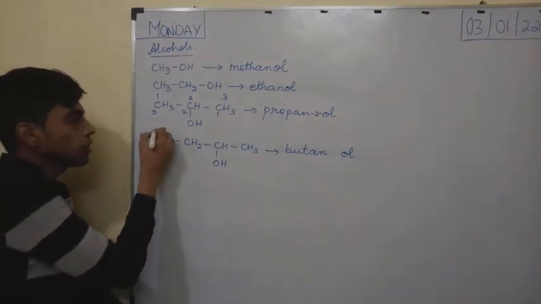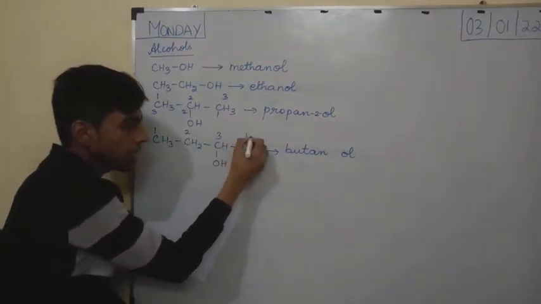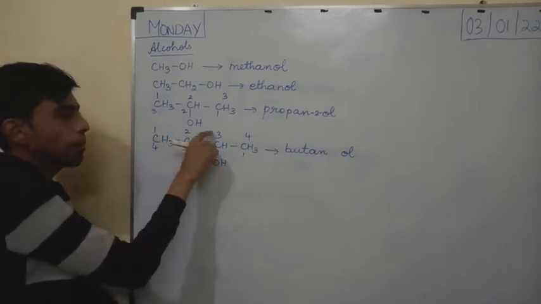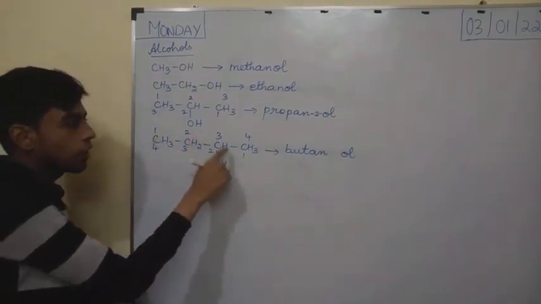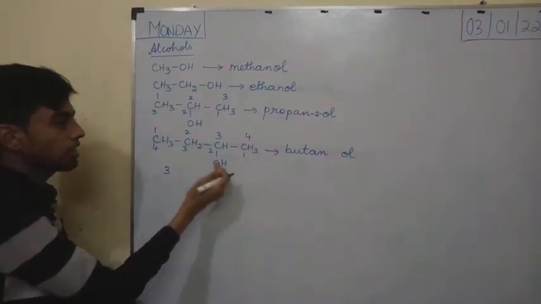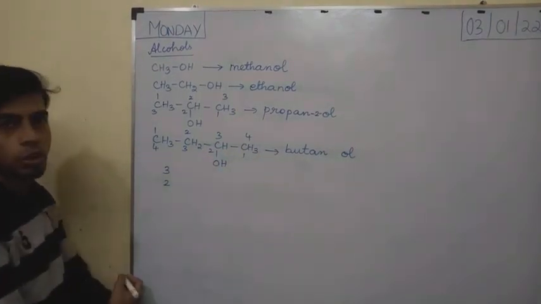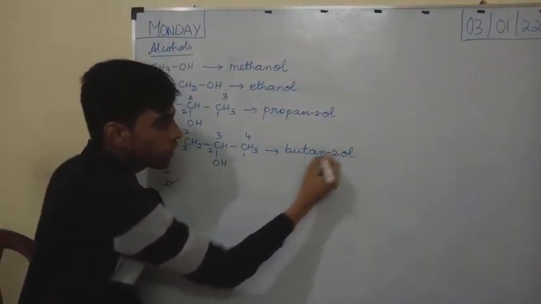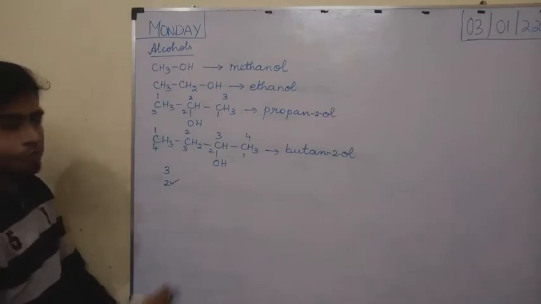For that you have to number from this side and number from this side. If you number from this side, the alcohol group is getting the number 3. If you number from this side, it is getting the number 2. Always you should choose the least number. So it is butan-2-ol.